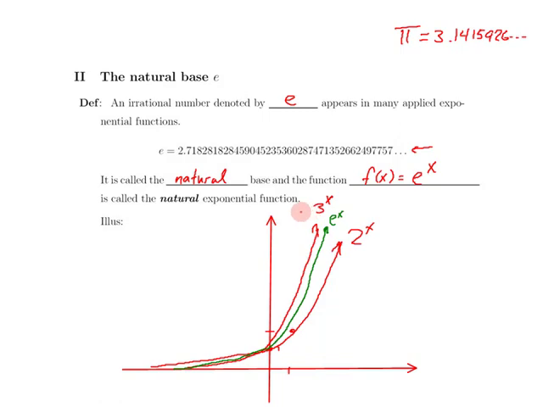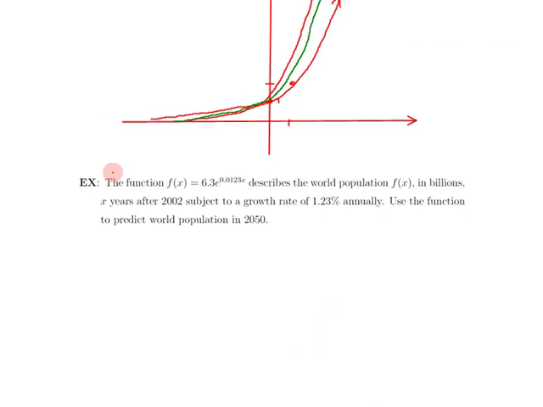All right, now let's look at a couple of applications where that number shows up. The first type of application would be one where they provide a formula for you. In this case, they provide one that involves that e that we were talking about before, that natural base. The function f of x is equal to 6.3 times e to the 0.0123x. This function describes the world population, f of x, in billions, x years after 2002, subject to a growth rate of 1.23%. Now, all that statement means is that this 1.23% is where that number right there comes from.